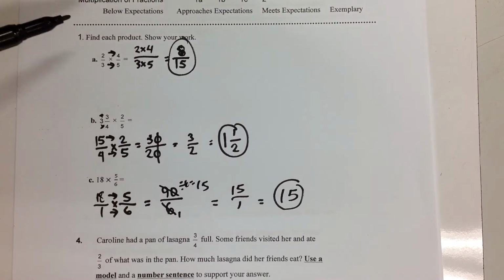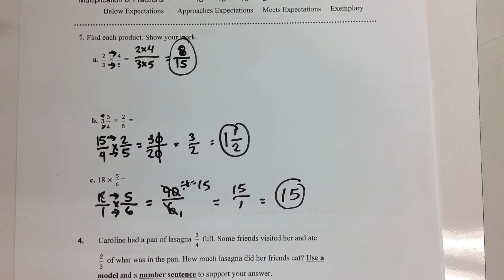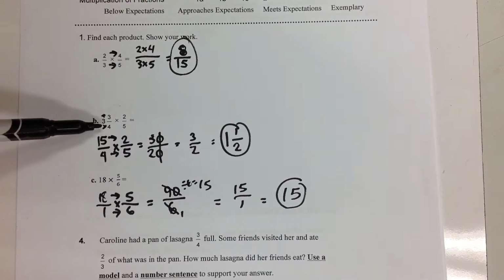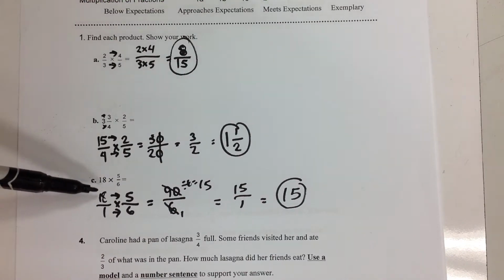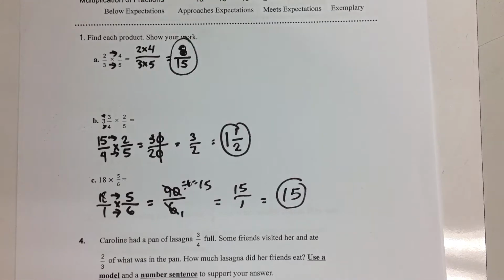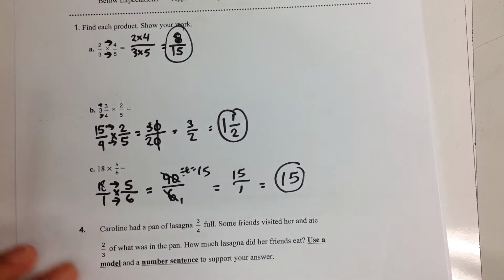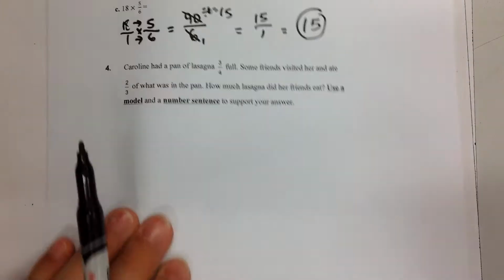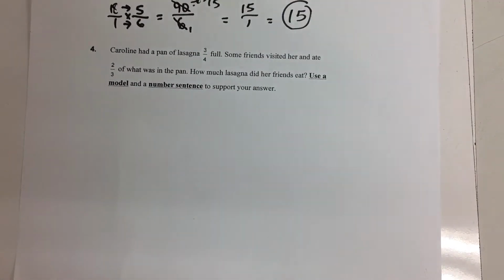So to recap on these types of problems, when you're multiplying fractions, simply just multiply straight across. If you are dealing with mixed numbers or whole numbers, just turn them into improper fractions. So for this last item on here is this tricky word problem. It says, Caroline had a pan of lasagna 3/4 full. Some friends visited her and ate 2/3 of what was in the pan. How much lasagna did her friends eat? Use a model and a number sentence to support your answer.